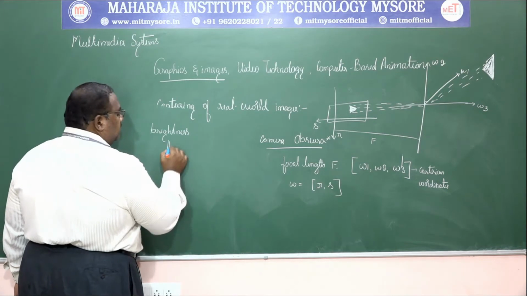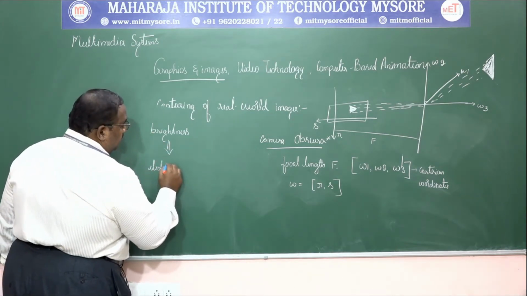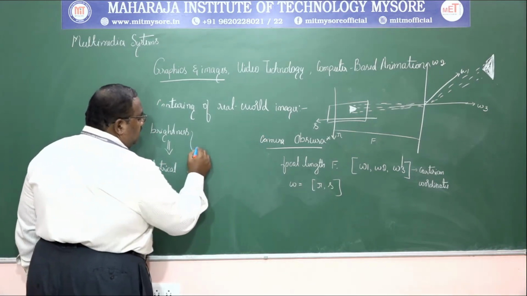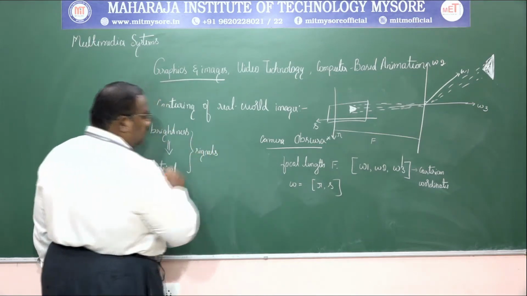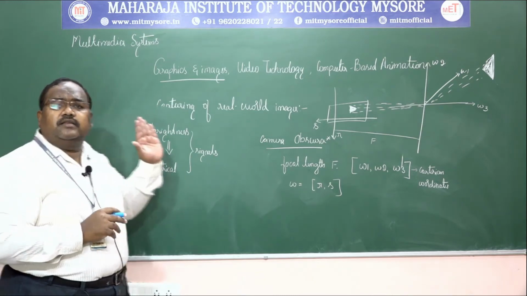That is converted into electrical signal. These both are signals. We convert the brightness signal into electrical signals.